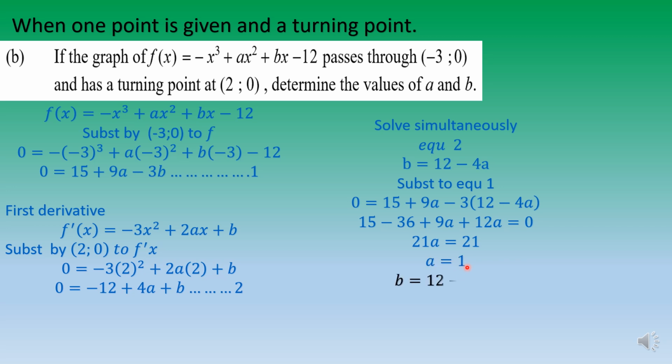After finding the first parameter, it's easy to substitute into one of the equations. So when we substitute into this equation, we get b, which is equal to 8. So we can now write our function as y = -x³ + x² + 8x - 12. So this is basically how you find the parameters when one point is given and the turning point is given.